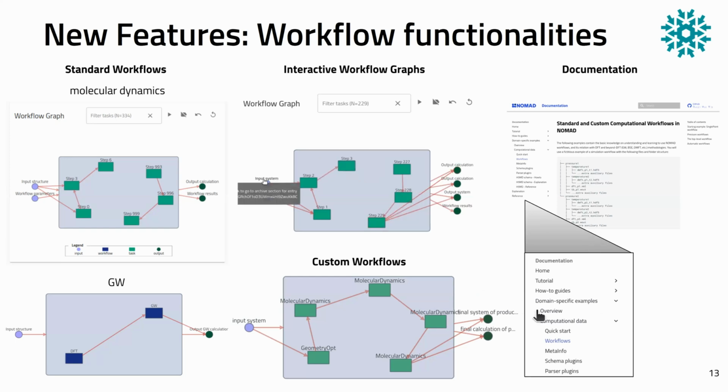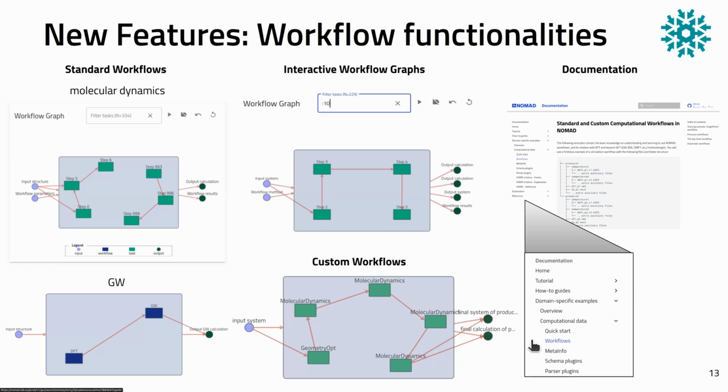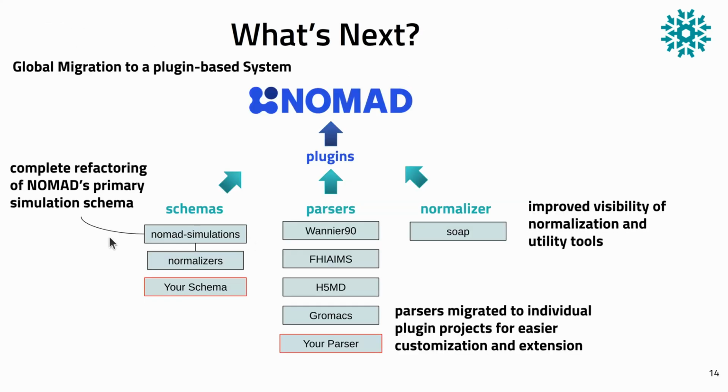This is the navigation bar of the general NOMAD docs. And if you go under domain-specific examples, there's a computational data section and then workflows, and that's where you can find that. And there's some other information that's sort of computational specific, and we're continuing to work to build this out. Okay, so what's next?